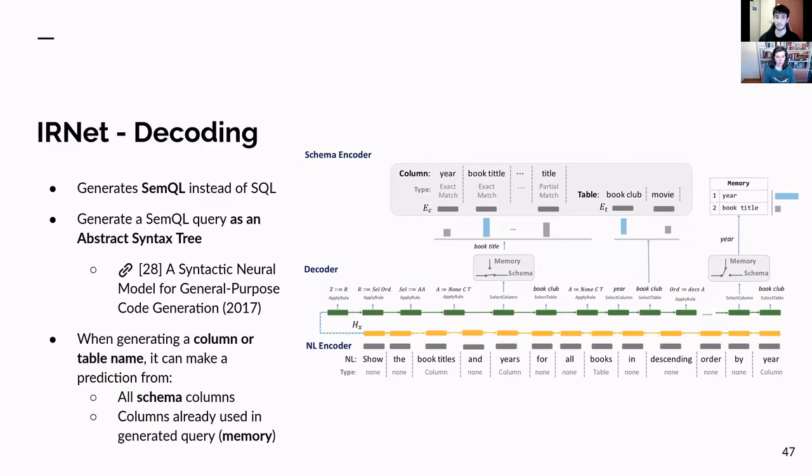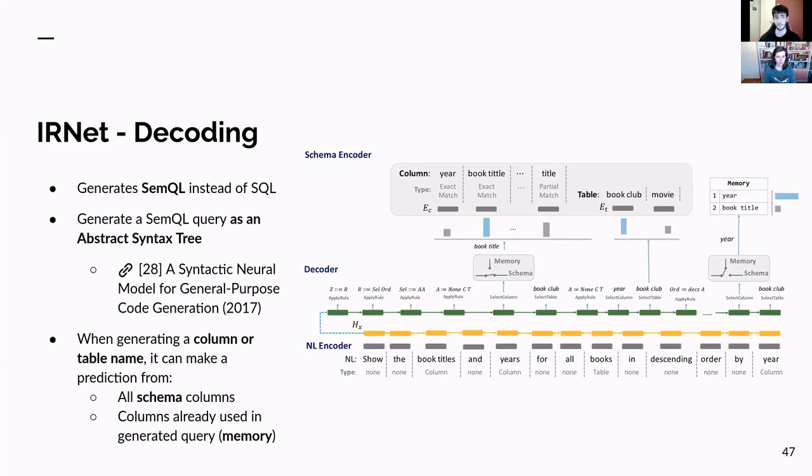So what it does, it uses a method proposed in 2017 for generating programs as abstract syntax trees, and it generates a SEMQL query as an abstract syntax tree instead of SQL. SEMQL is an intermediate representation proposed specifically for this system, and its authors argue that it is more efficient to produce SEMQL queries that can then be translated into SQL deterministically.